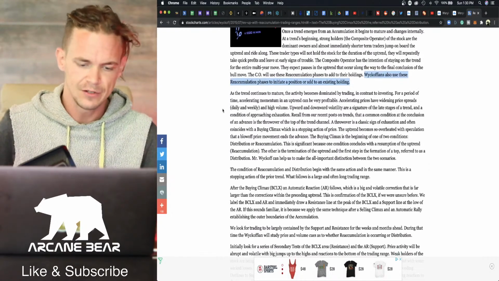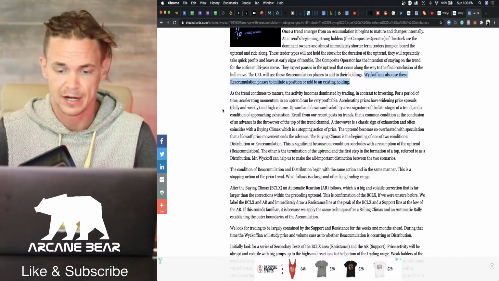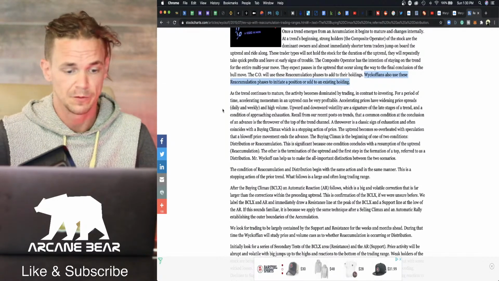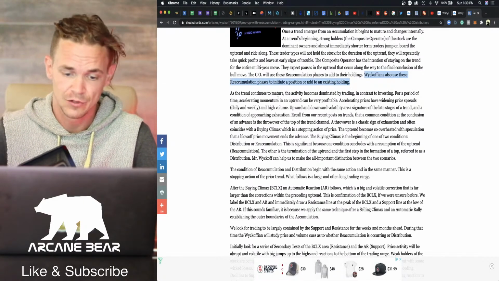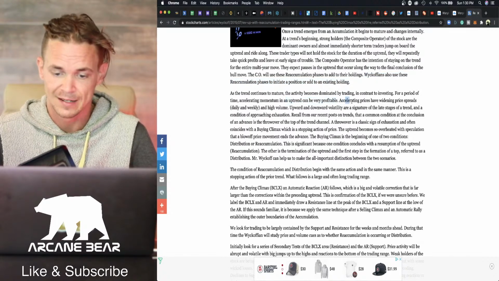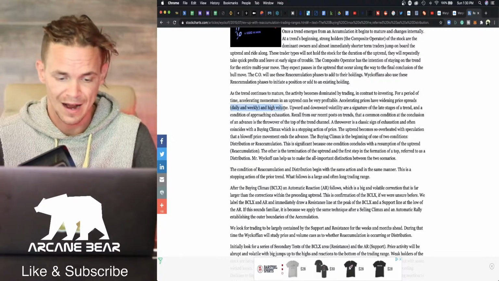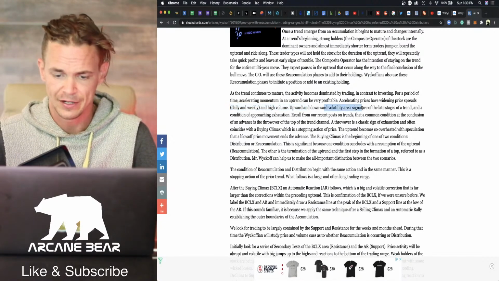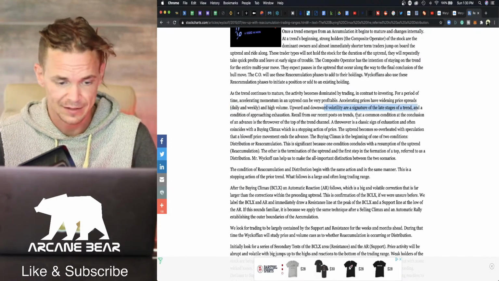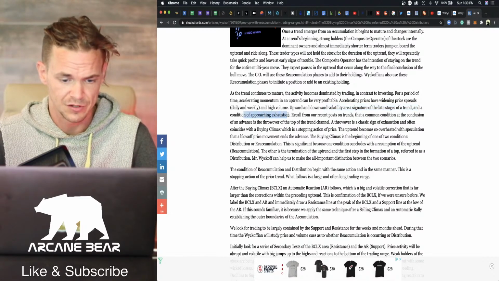As the trend continues to mature, the activity becomes dominated by trading, in contrast to investing. For a period of time, accelerating momentum into an uptrend can be very profitable. Accelerating prices have widening price spreads, whether daily or weekly, and also show high volume. Upward and downward volatility are signatures of the late stages of the trend and a condition of approaching exhaustion.